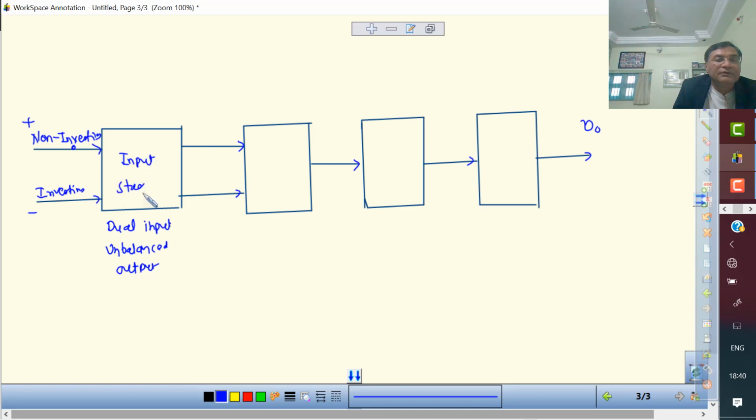Made of dual input unbalanced output. Then intermediate stage.